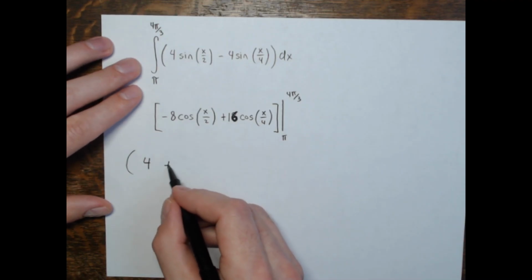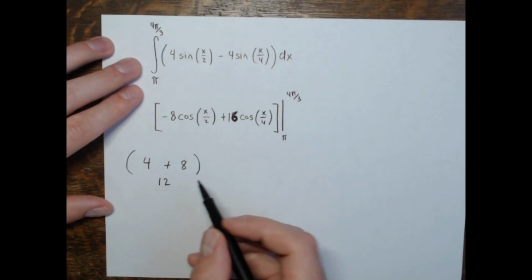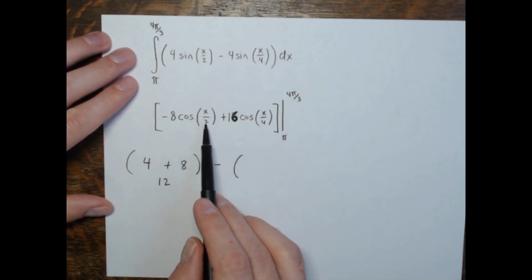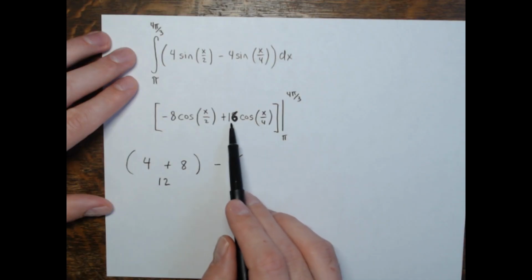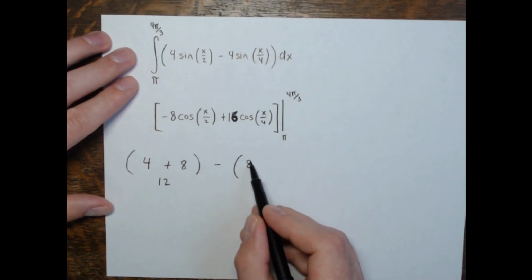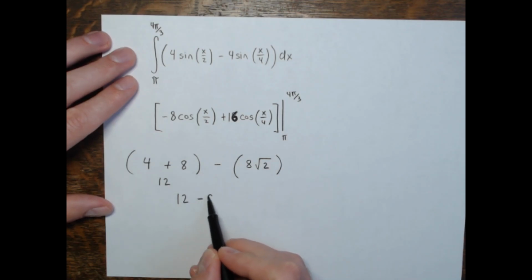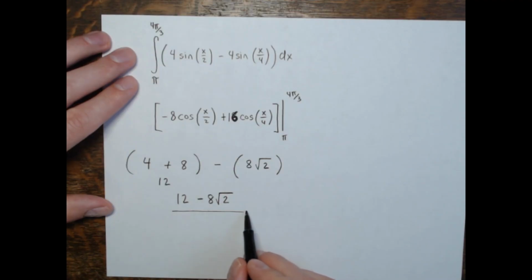So this would be plus 8. So the value at 4 pi over 3 is 12. And then minus the value at pi. Now the cosine of pi over 2 was 0, so this is 0. And the cosine of pi over 4 was the square root of 2 over 2. So this is times 16, that'd be 8 root 2. So we're getting 12 minus 8 times the square root of 2, which is a positive value. You can check this. So this isn't the answer. This is just area number 1.